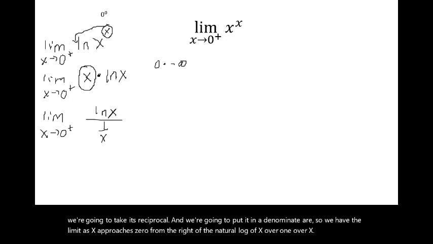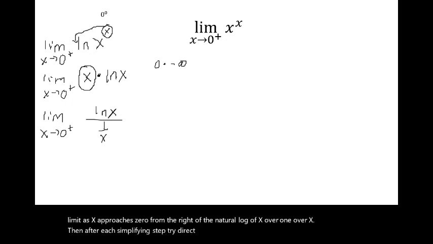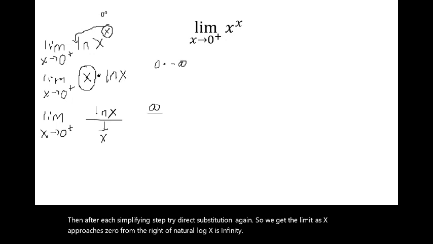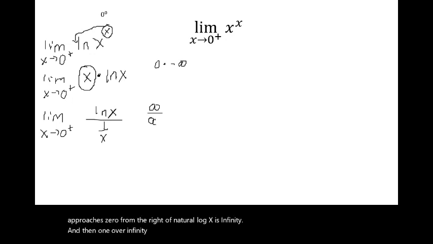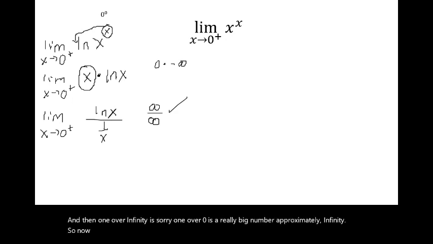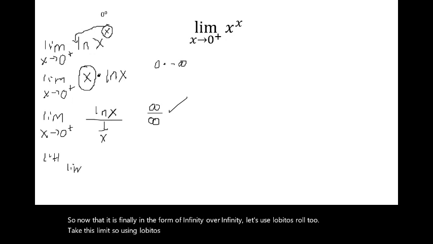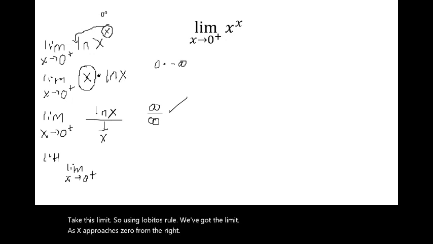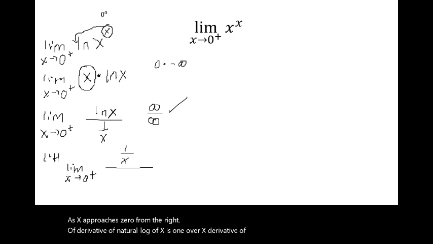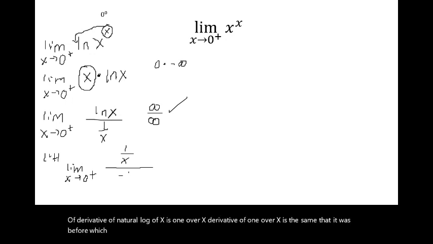Then, after each simplifying step, try direct substitution again. So we get the limit as x approaches 0 from the right of natural log x is infinity. And then 1 over 0 is a really, really big number, approximately infinity. So now that it is finally in the form of infinity over infinity, let's use L'Hopital's rule to take this limit. So using L'Hopital's rule, we've got the limit as x approaches 0 from the right of the derivative of natural log of x, which is 1 over x. The derivative of 1 over x is the same as it was before, which is negative 1 over x squared.